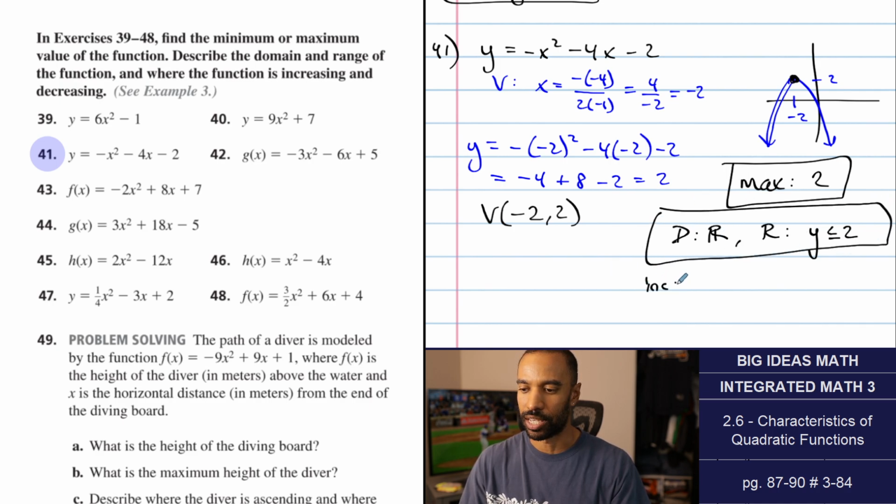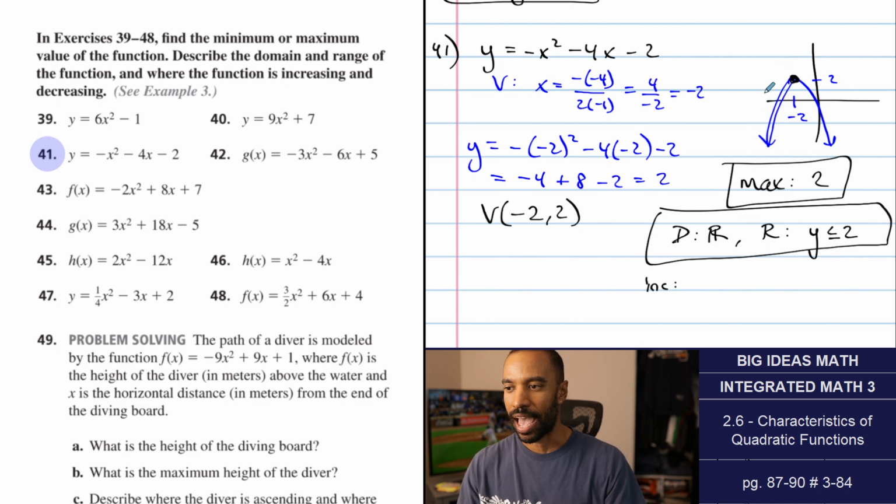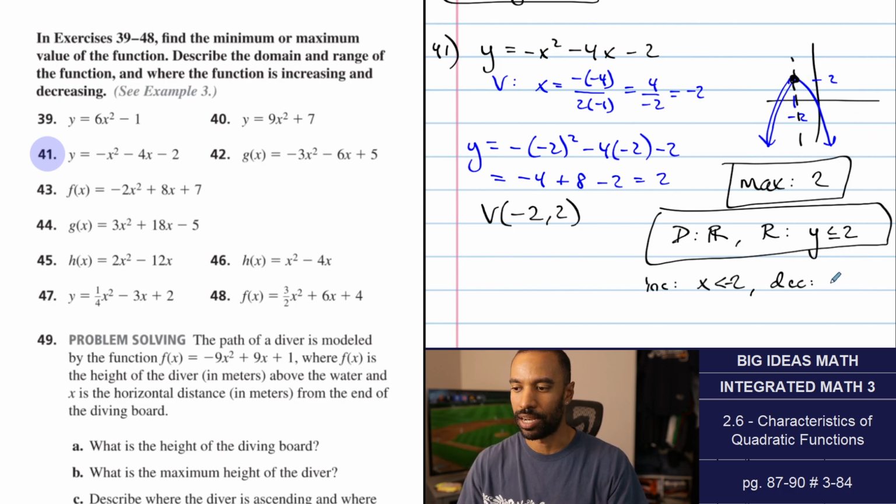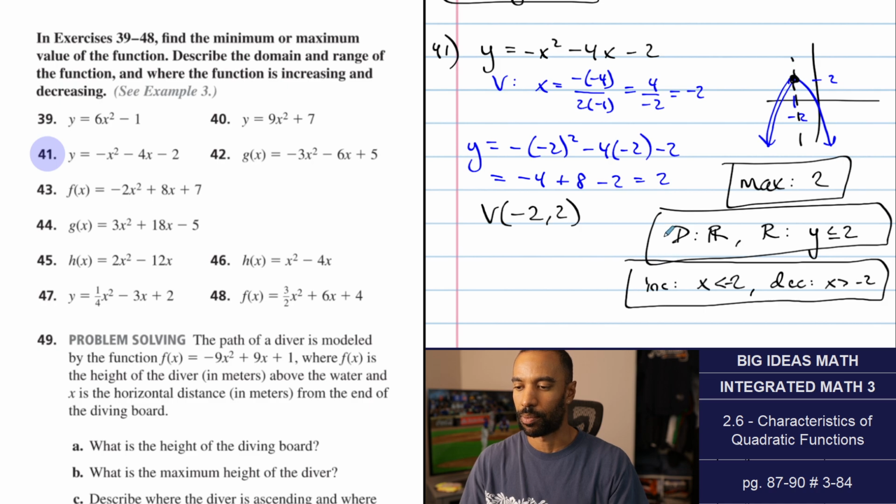It increases when x is less than negative 2. Negative 2 is the axis of symmetry. When x is less than negative 2, we're seeing an increase. And we're seeing a decrease when x is greater than negative 2. There we go.